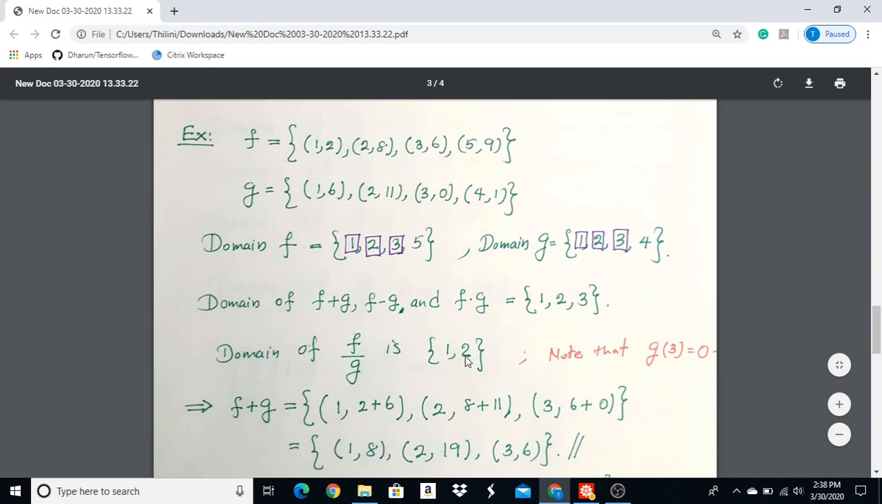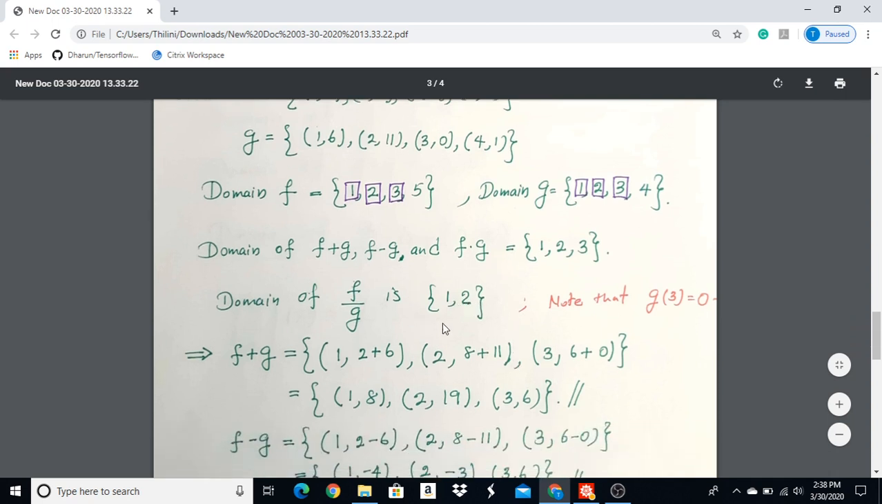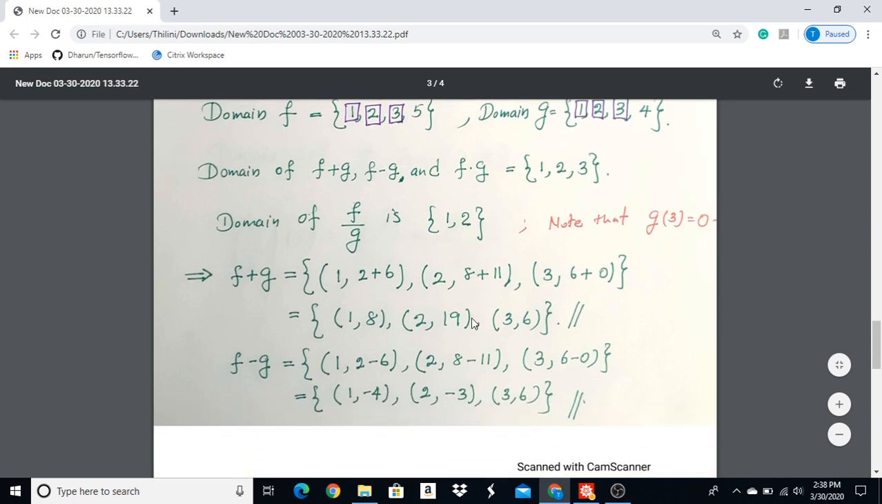That means only 1 and 2 are remaining here. So this is the domain of the f over g function. And then now you can find the relations corresponding to this f plus g function. The domain of f plus g is 1, 2, and 3.